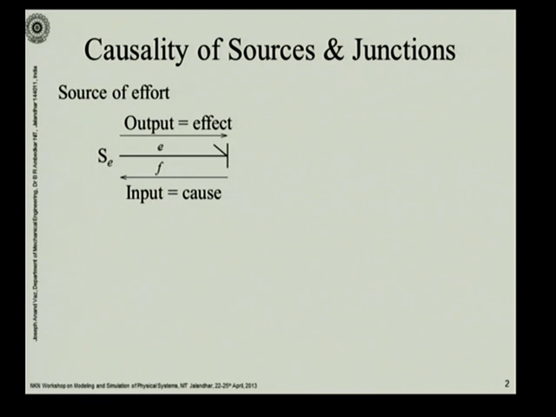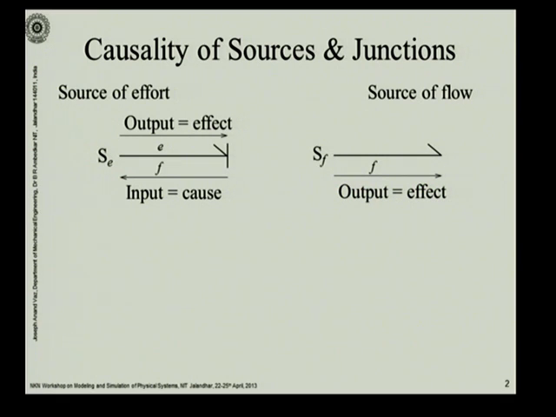Next, let us see the source of flow. In a source of flow, as the name suggests, the flow is to be imposed on the subsystem to which it is connected, no matter whatever is the input which the source receives. So the output of the source, which is the effect of the source, is not affected by the input to it.